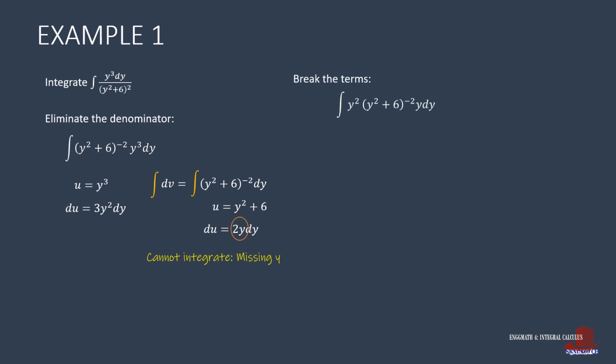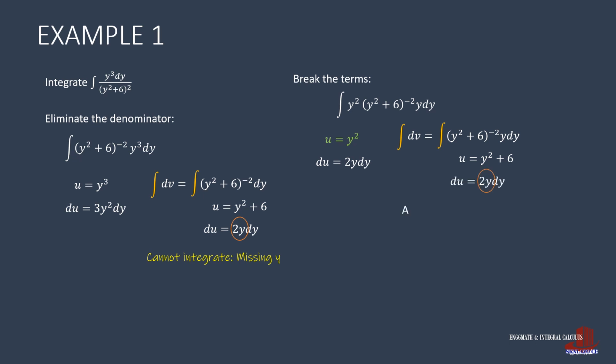So the integral now becomes y squared times the quantity of y squared plus 6 raised to negative 2 times y dy. Let's check it again if dv can be integrated. U is y squared with du as 2y dy. dv is then the quantity of y squared plus 6 raised to negative 2 times y dy. Check it for integration. U is y squared plus 6, and du is 2y dy.